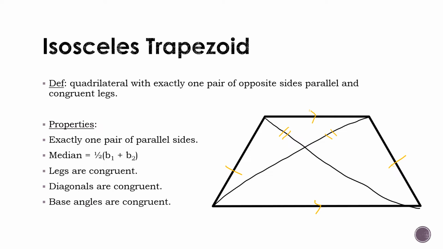And lastly, the base angles are going to be congruent. So I'm going to draw those in by using my arches. Since it's isosceles, the base angles are congruent and our diagonals are congruent and the legs are congruent. Okay, so making sure you get all this written down. And we're going to move on to a couple examples.